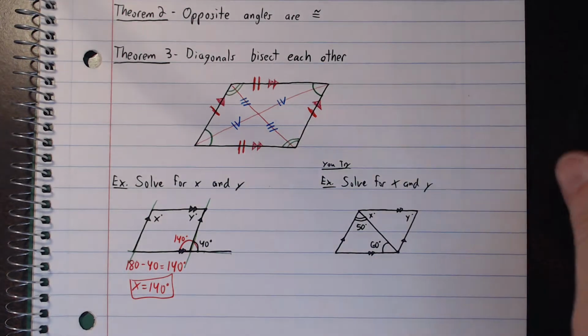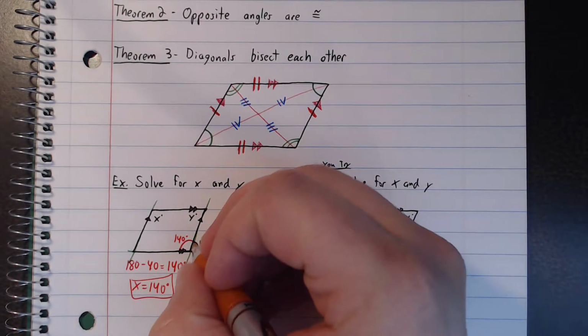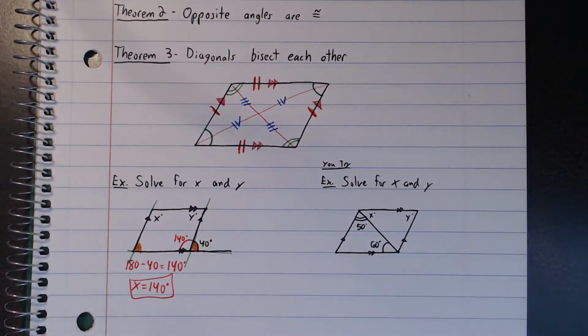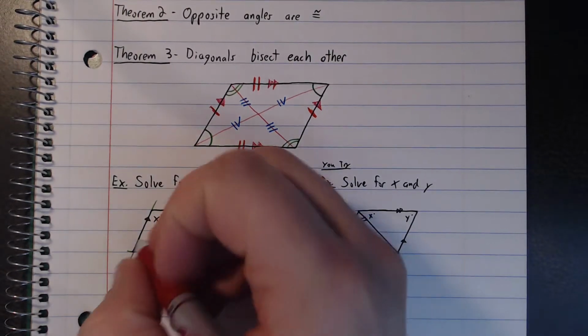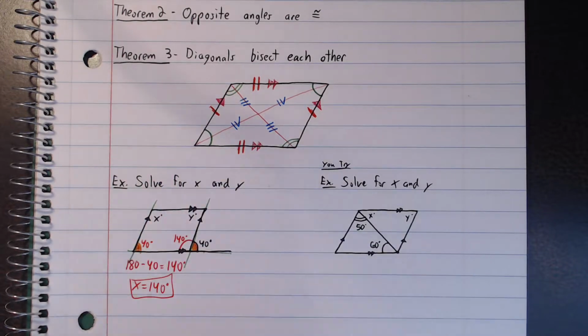What I'm noticing, and I'll highlight it in orange right here, is that this angle right here and this angle right here are corresponding, right? They're in the same position relative to their intersection. And if they're corresponding, we know that they're equal in measure. So this angle down here is going to be worth 40 degrees.